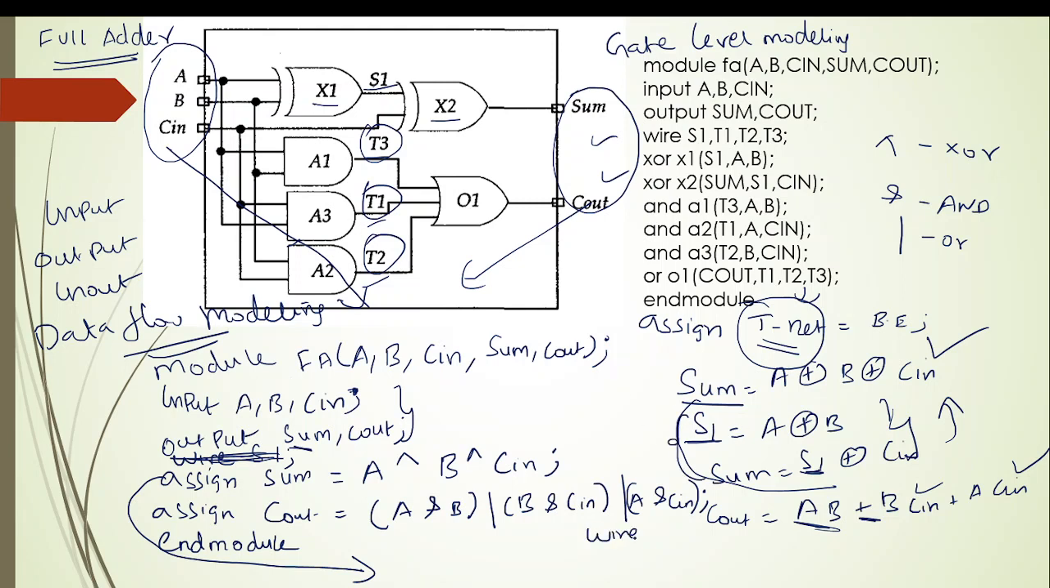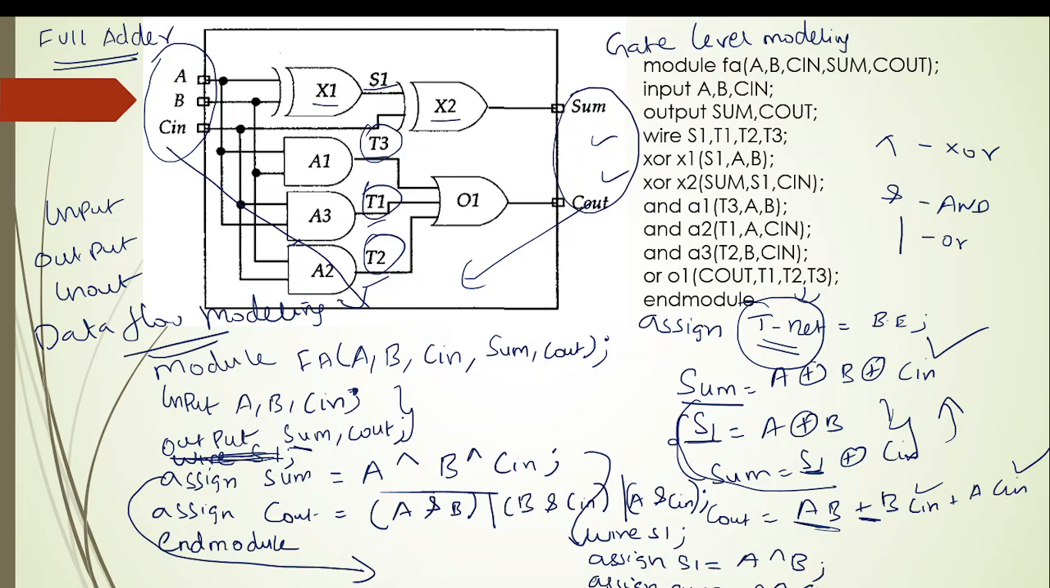Wire S1, and then the next line should be assign S1 equal to A XOR B. So this A XOR B calculation is available in S1 now. Now again I'll write assign sum equal to S1 XOR Cn. So this single line program can be written in these three lines.